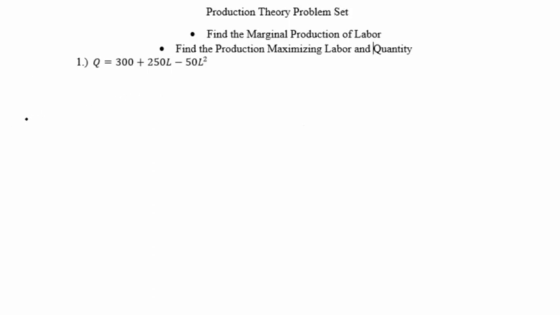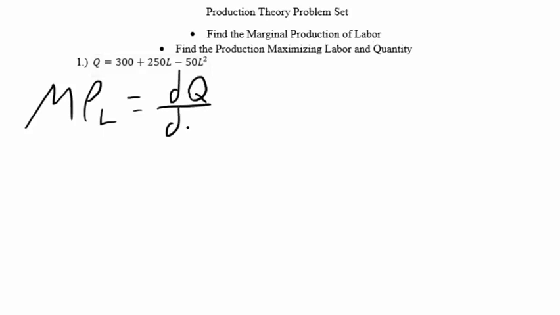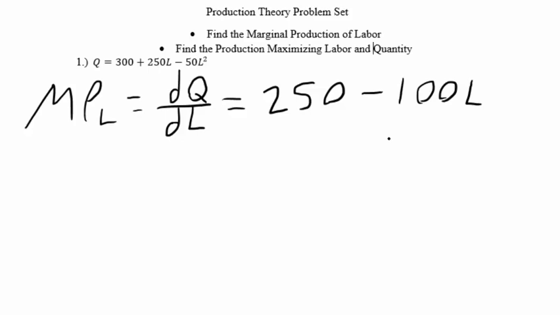So, first off, what we want to do is find our marginal production of labor, which is the derivative of the quantity function with respect to labor. And if we take its derivative, we're left with 250 minus 100L. So we have answered the first question already.